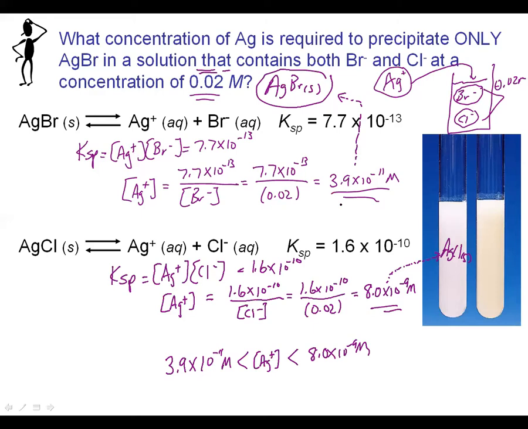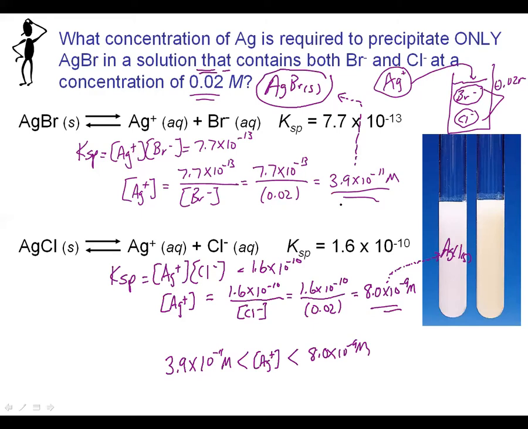And you could continue to add silver and increase the concentration above 3.9 times 10 to the minus 11, as long as you keep it below 8 times 10 to the minus 9, and you'll continuously see white solid precipitate out. And all that white solid, as long as you keep it between those two numbers, should be silver bromide. In reality, at some point, you will probably stop seeing white solid come out. And at that point, you could feel pretty confident that you have successfully precipitated out all of the bromide as silver bromide.